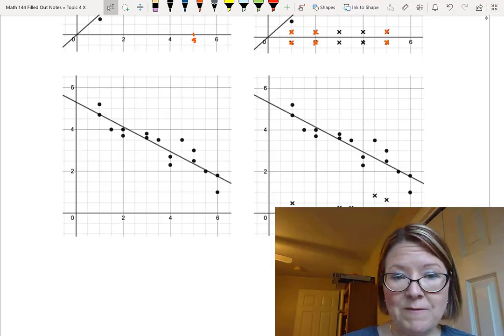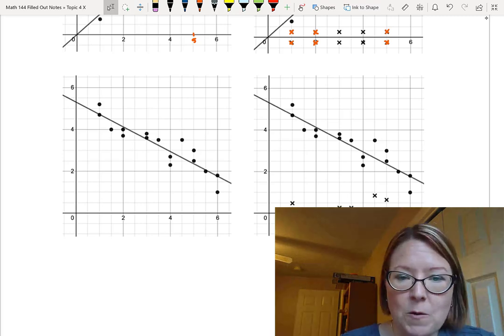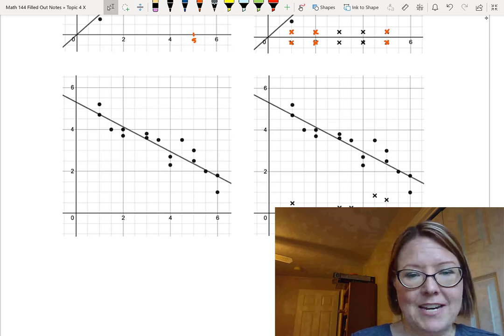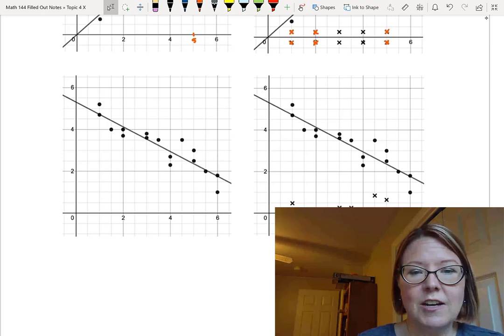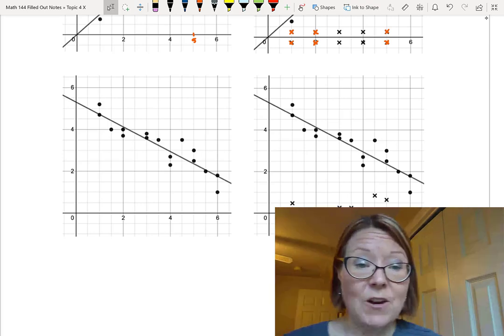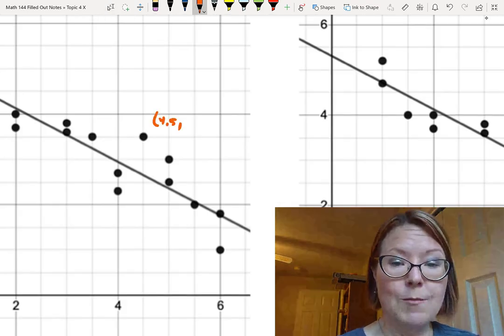In the second graph on the page, we have a decreasing line of best fit, roughly half the points below it and half the points above it, but they're not equally spaced from the line anymore. I'm not going to give values for all the points. Let's just zoom in on one point that's far away from the line and one point that's very close to the line. We'll look at the point 4.5, 3.5.